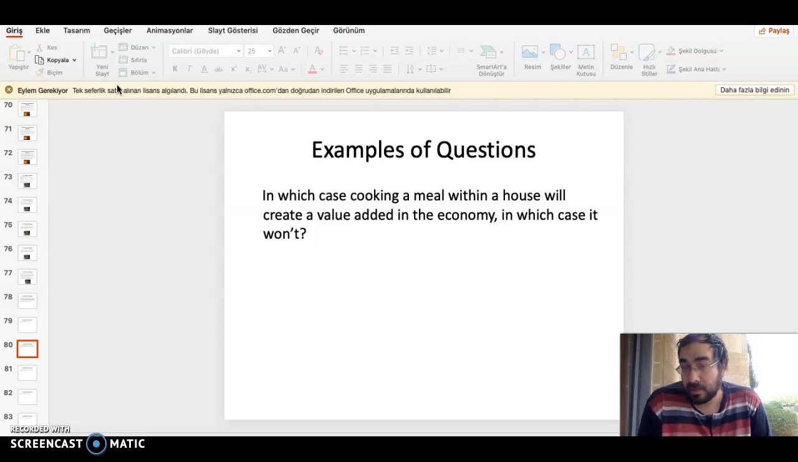So that's the way the valuation is done. That's because we take prices as the main indicator that shows the value of goods and services. So that means everything that is exchanged freely or not exchanged at all is not part of the GDP.